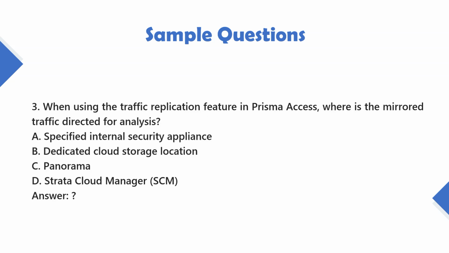3. When using the traffic replication feature in Prisma Access, where is the mirrored traffic directed for analysis? A. Specified internal security appliance. B. Dedicated cloud storage location. C. Panorama. D. Strata Cloud Manager, SCM.